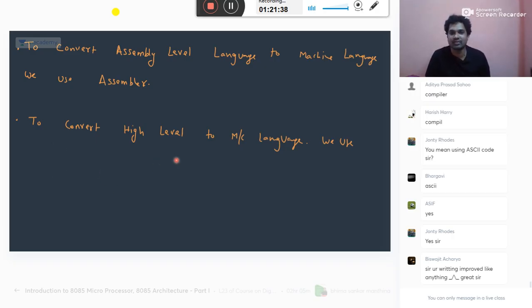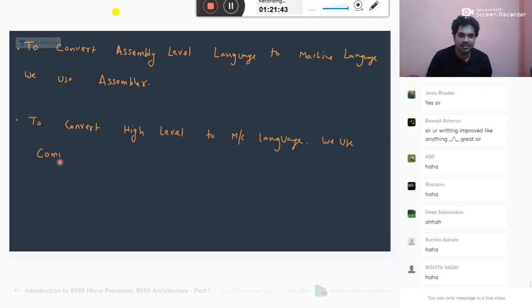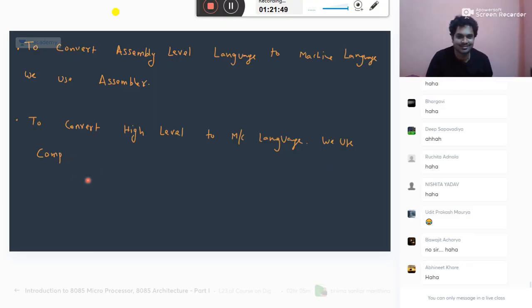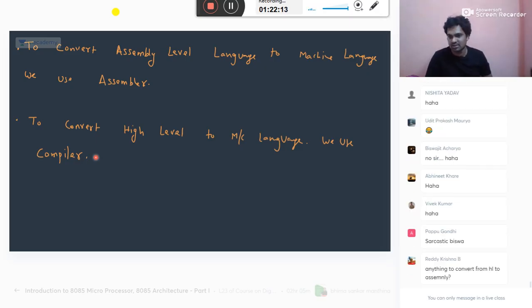So to convert high level language, we use a compiler. There is another thing, I'm not going into the complete computer subject: interpreter and compiler. An interpreter converts line by line. A compiler converts the whole program at once. All those things we are not doing here. That will become a computer science class.